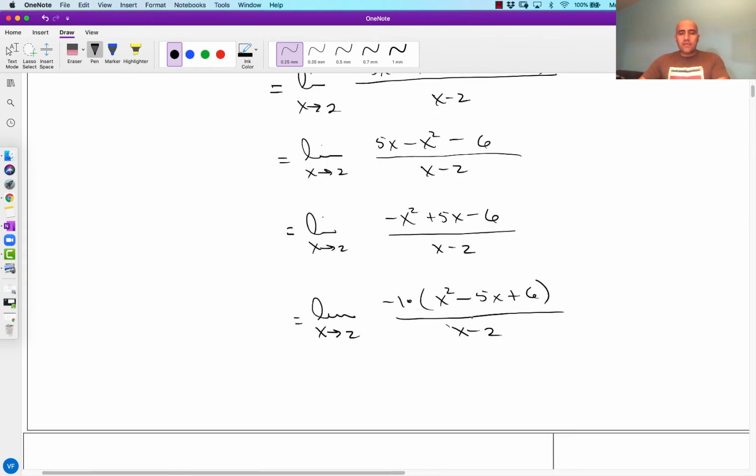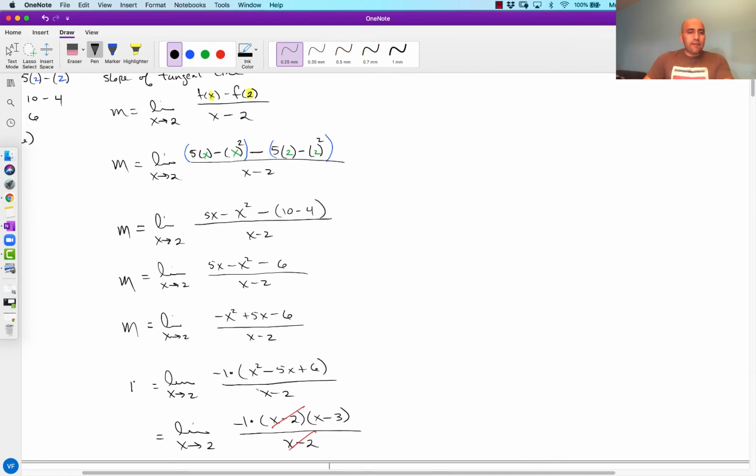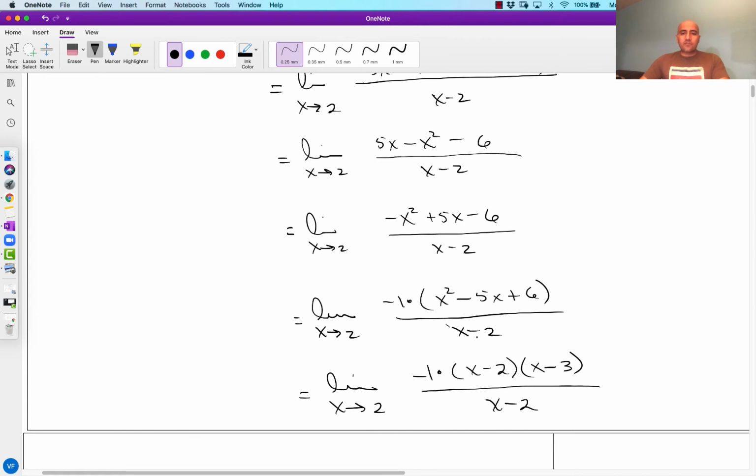Now we see that this factors nicely. x times x is x squared, x times minus 3 is negative 3x, negative 2 times x is minus 2x, which gives us minus 5x, and negative 2 times negative 3 gives you positive 6. Okay, and now these two will cancel following our rules of limits, and we see that the only thing that survives is negative 1 times x minus 3.